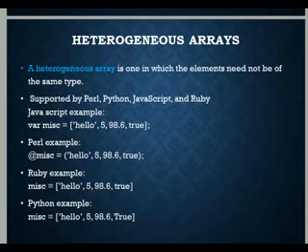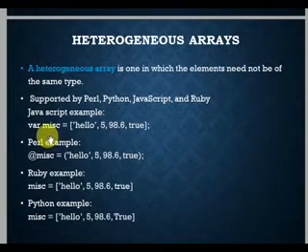We have been talking about the homogeneous array, but now we are going to talk about the heterogeneous arrays. I think it is clear what heterogeneous means. A heterogeneous array is one in which the elements need not be of the same type. In a homogeneous array, all the elements are the same type, but in a heterogeneous array, the elements may not be the same type. These are supported by Perl, JavaScript, Python, Ruby, and so on.